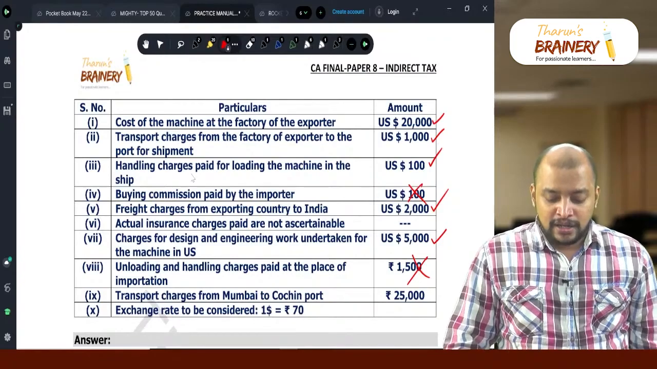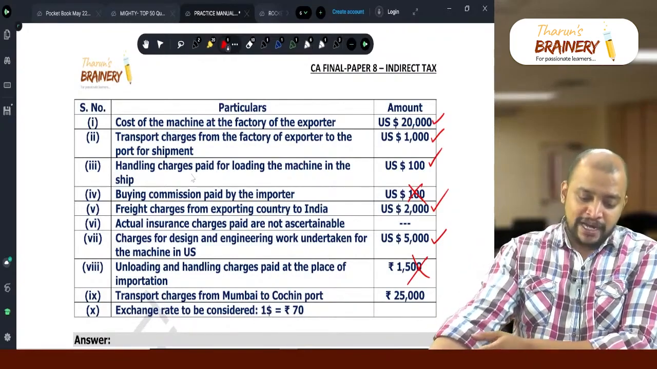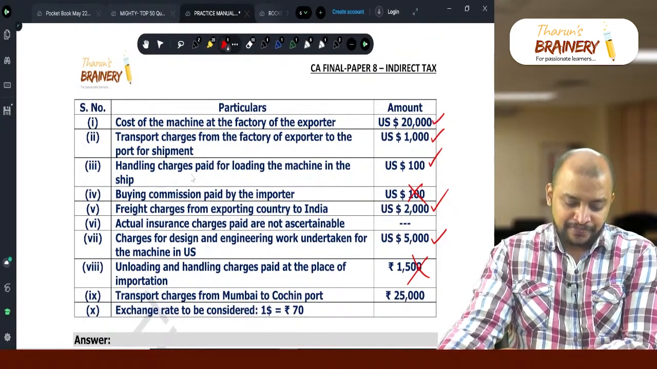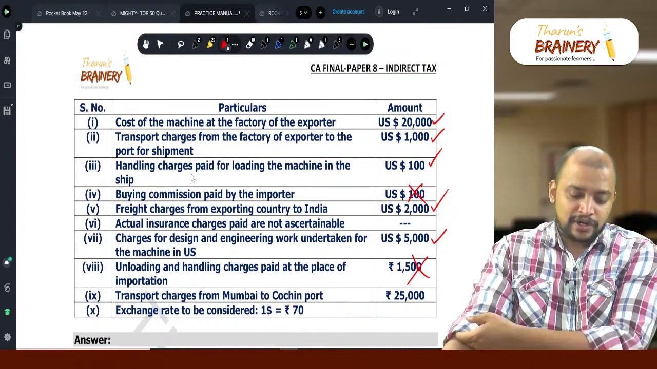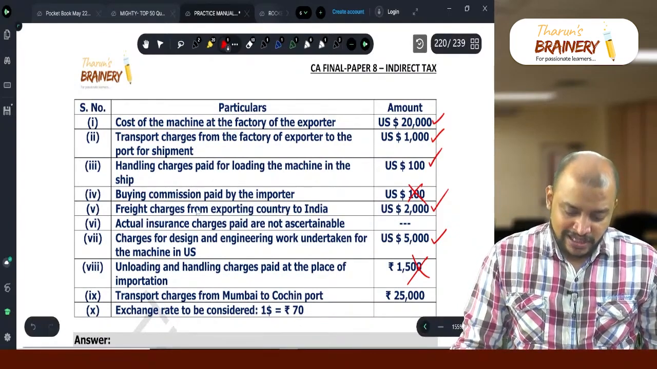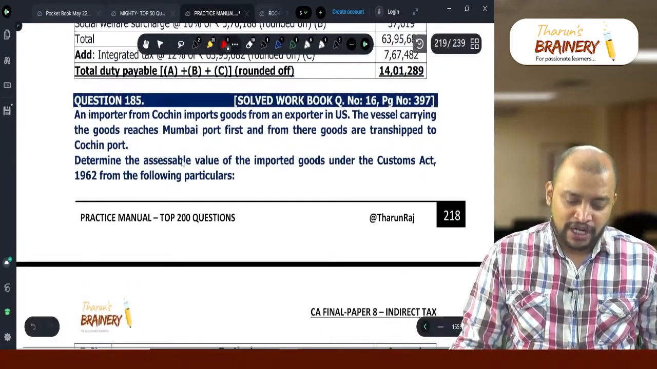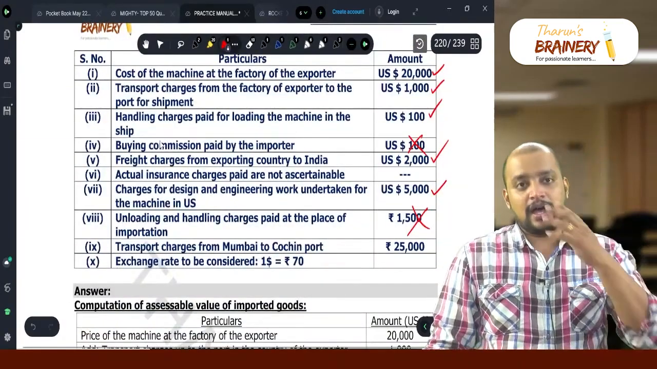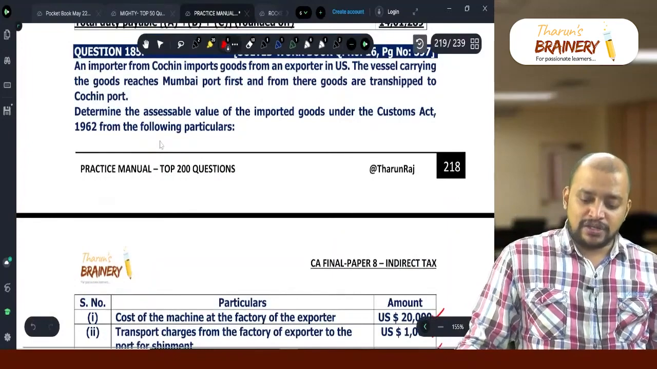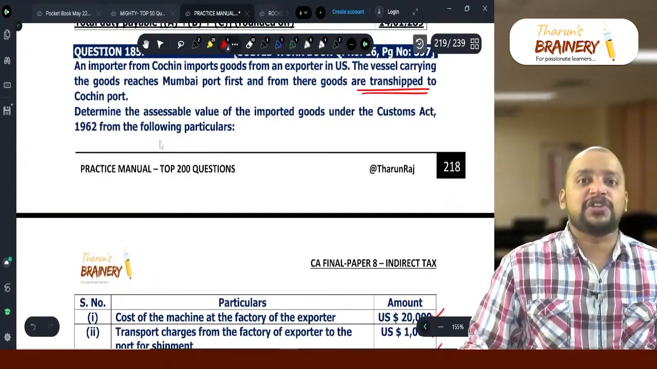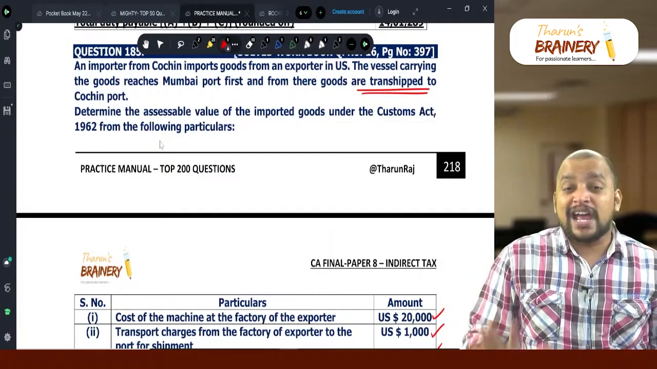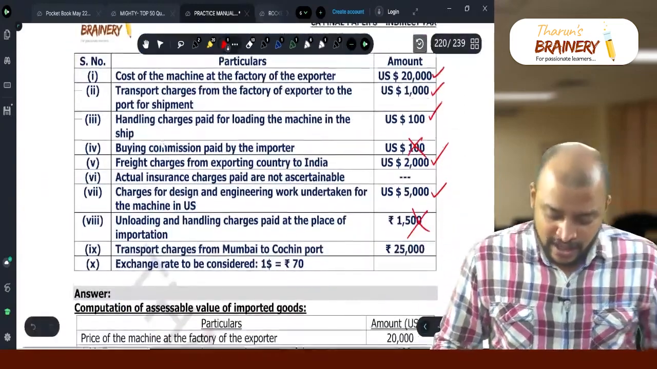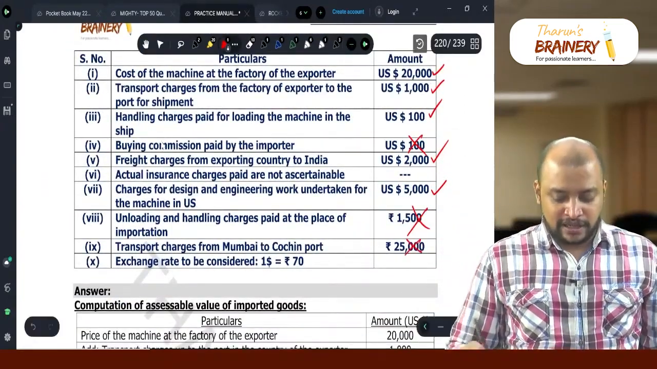Transportation charges from Mumbai to Cochin port. So this is post importation. So the goods are coming from the factory, reaching Mumbai port first, and from there they are transshipped. Transit cost will be included, but transshipment cost will not be included. So therefore, this transshipment cost should not be included.